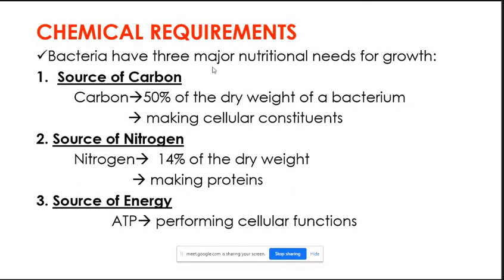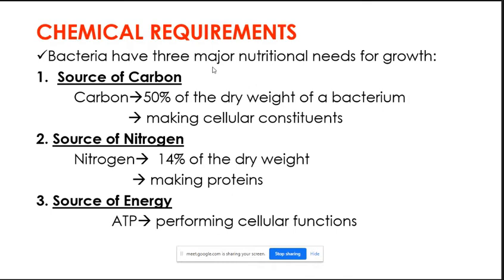So, ano yung chemical requirements niya? So, when we talk of the chemical requirements here, we're talking of those that like the carbon, nitrogen, and also the source of energy. So, ito yung major nutritional needs ng bacteria for growth. Okay, same with us. So, pag sinabi natin source of carbon, now, ang carbon, this is used for making cellular components of the bacterium. So, syempre, pag hindi mo mabuo lahat yung cellular components niya, hindi naman siya mabubuhay.